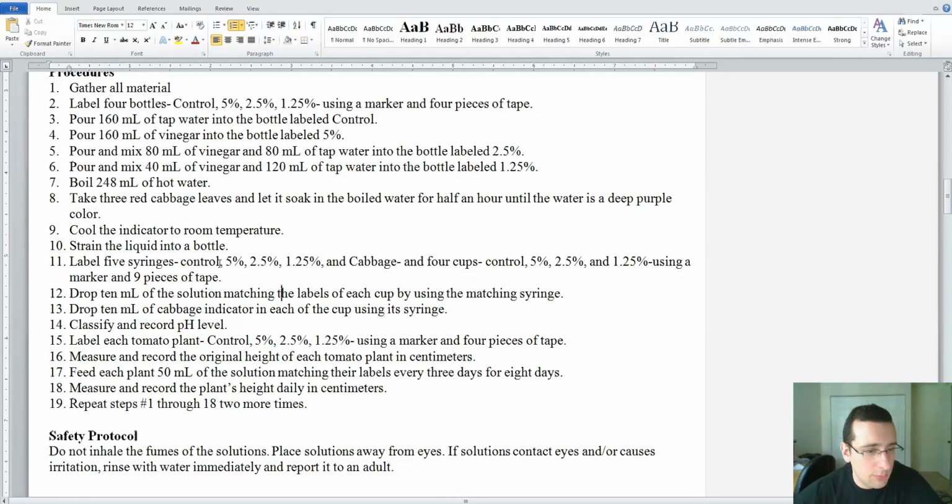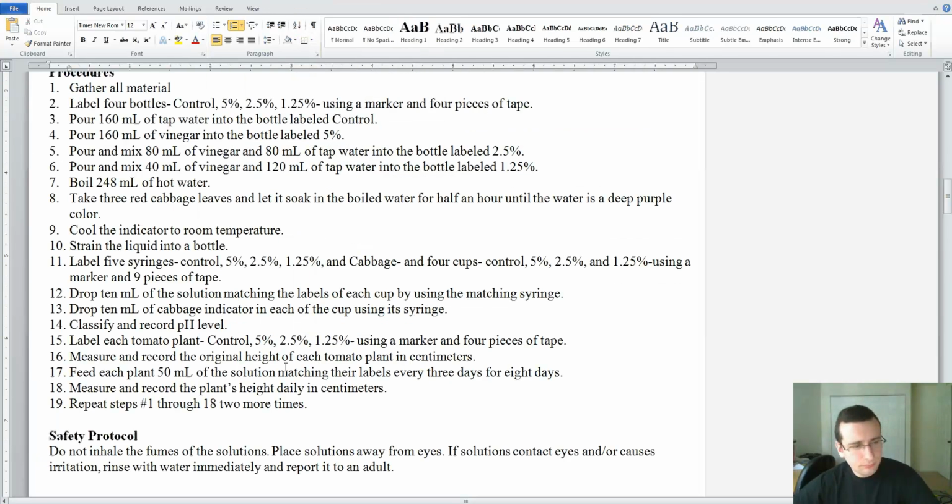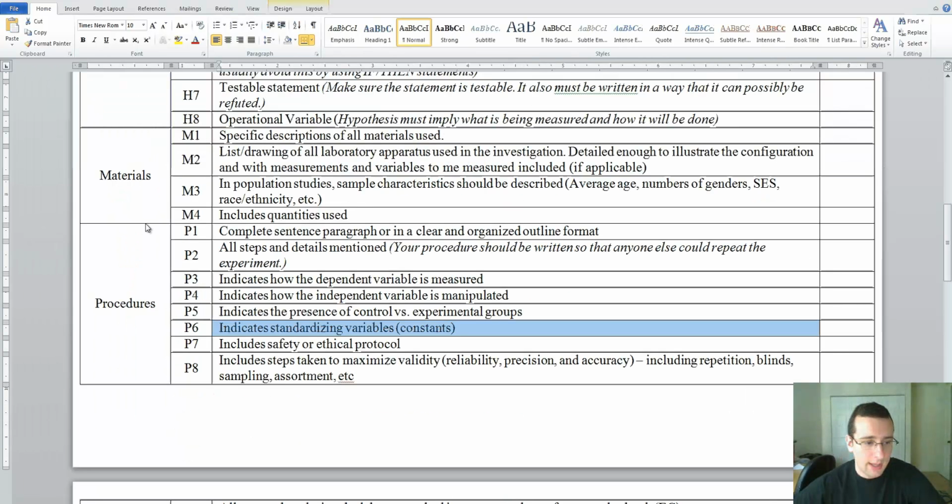Did she talk about standardizing variables or things that she should maintain constant? Not directly. She doesn't talk directly about, for example, using the same bottle, but there are some indications of things that were going to be kept constant. But it's better if in your materials you describe clearly all the things that you made efforts to hold constant. I think I would have taken this point off because she didn't clearly stipulate that.